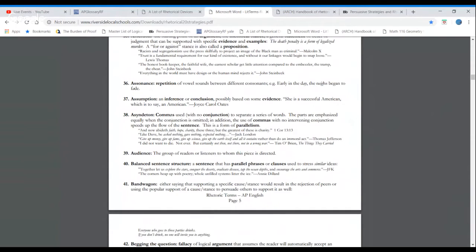Asyndeton: commas used with no conjunction to separate a series of words. The parts are emphasized equally when the conjunction is omitted. In addition, the use of commas with no intervening conjunction speeds up the flow of the sentence. This is a form of parallelism. Audience: the group of readers or listeners to whom this piece is directed.